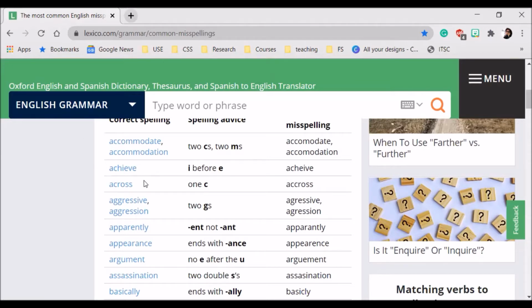Then we have achieve, and the obvious mistake here is so many people are confused with E and I. You have to remember that I always comes before E. This is what you have to remember because many people write achieve like this. So you can remember it in this way, that you often make a mistake in achieve.